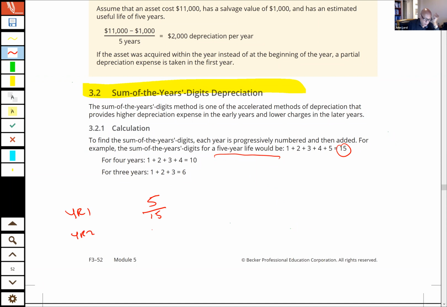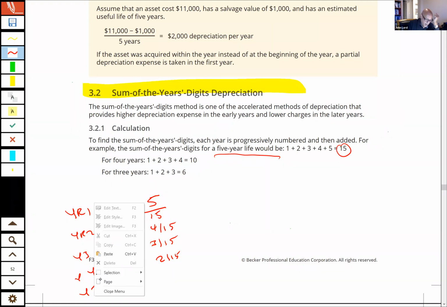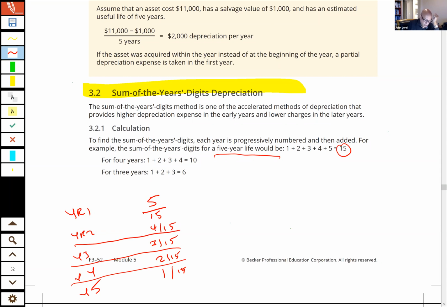In year 2, you take what? 4/15. In year 3, you take 3/15. In year 4, you take 2/15. And then in year 5, you would take 1/15, right? And if you add up the numerators, by that last year, you've taken 15/15, right? Whoever thought of this should have found a hobby, okay? But they figured this whole thing out, okay?